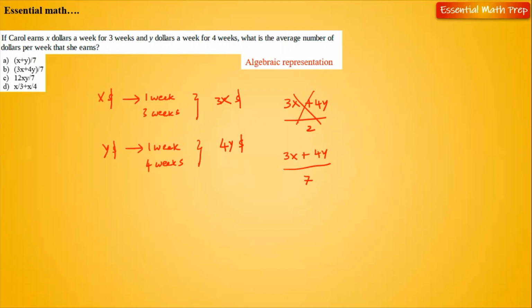You have 1 week, 2 weeks, 3 weeks in terms of X. You have 1, 2, 3, 4 weeks in terms of Y. So you have a total of 7 weeks. So you have to average the amount that Carol made over 7 weeks, not divide by 2. She didn't work for just 2 weeks. So that's why we divide by 7 and not 2. And that is the correct answer. So that would be answer B.